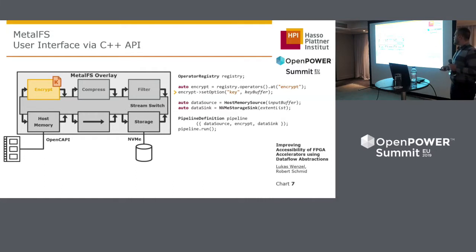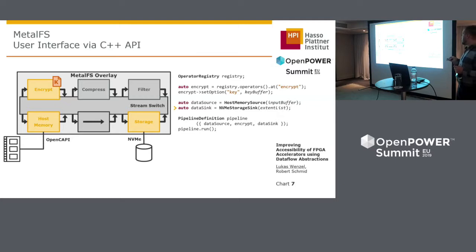So having added the key, we have to configure our data source and sink. For a host memory data source, we just pass a pointer because both the card and host memory are in the same virtual address space. On the other hand, interacting with the NVMe storage requires us to present an extent list, which would be generated by some kind of host-side metadata storage component.